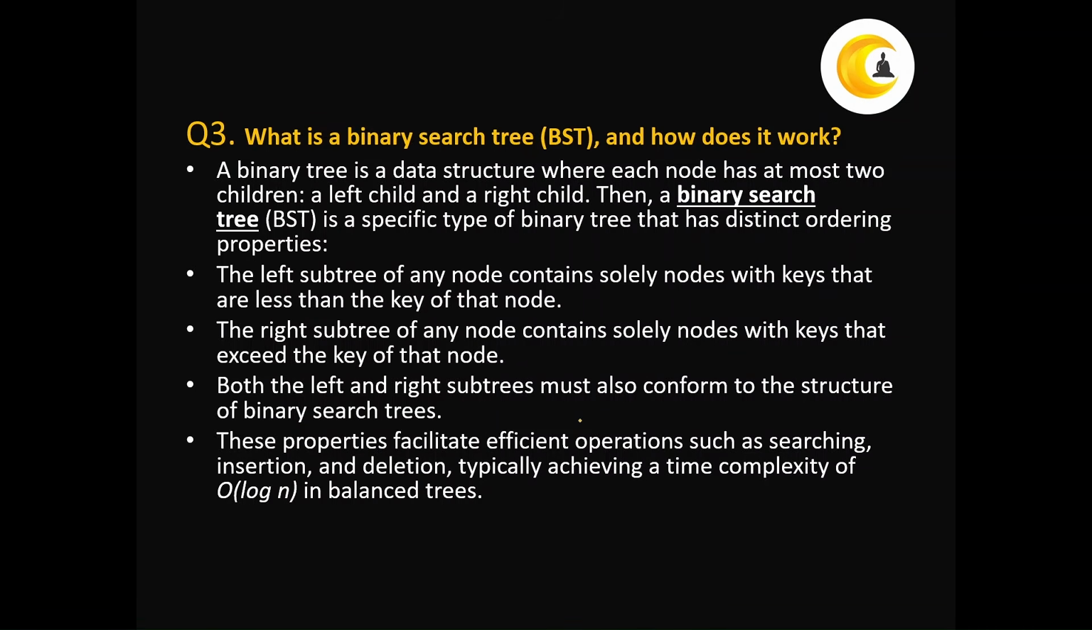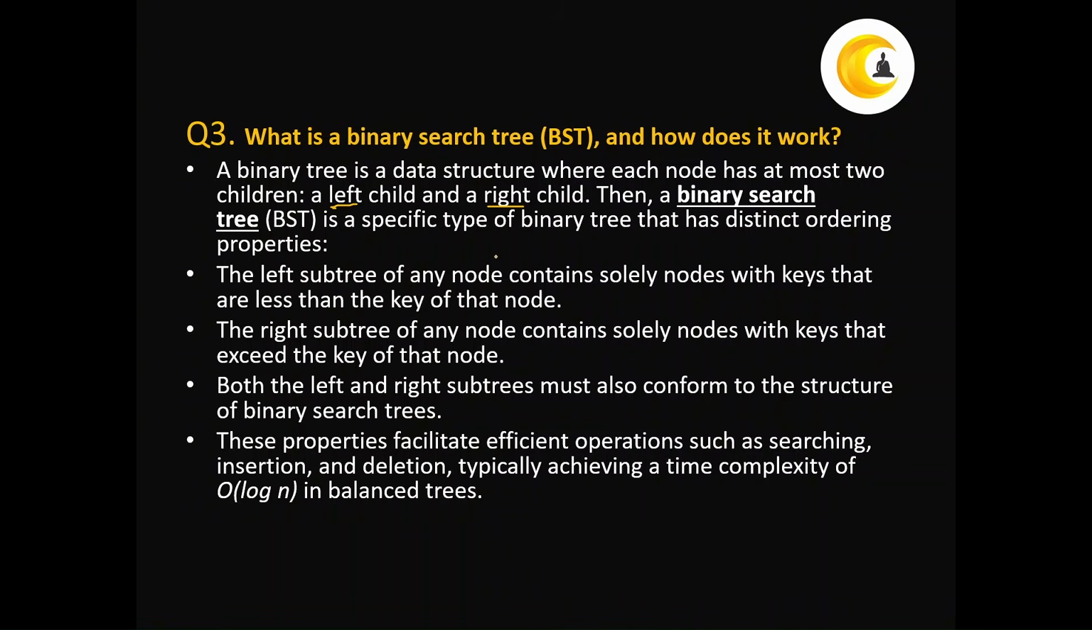Next is a very interesting question that is often asked about a binary search tree: what is exactly a BST and how does it work? Okay. So before understanding a BST, I have written the definition for binary tree. Okay. So a binary tree is a data structure where each node has at most two children. One is the left child, the other one is the right child. That is a binary tree. Bi means two, so you have two kids.